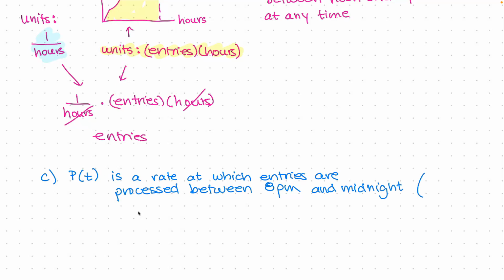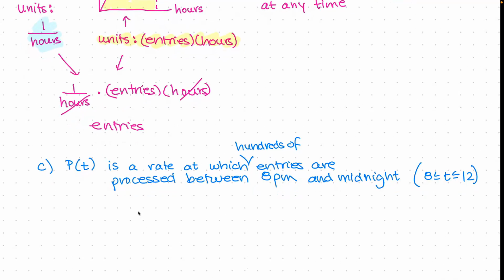Which is t between 8 and 12. And again, it's hundreds. Hundreds of entries. So the question is, how many entries had not been processed by midnight?